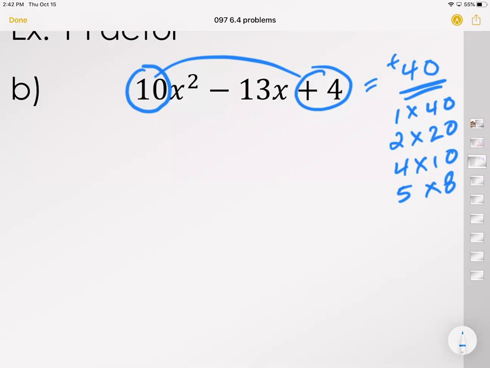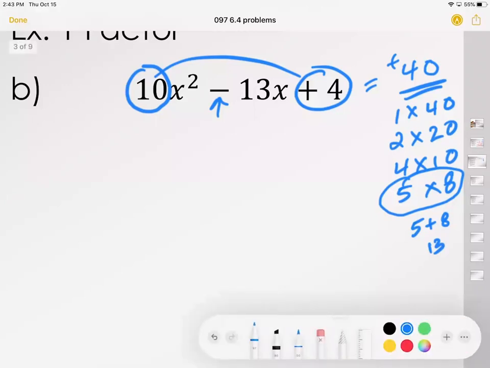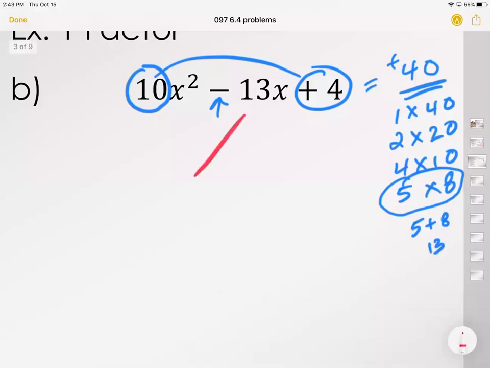Okay, so hopefully you guys see that we are thinking in terms of addition, which is 5 plus 8 to give me 13. That's what we need. And because we're looking for a negative 13, remember they need to be the same sign. So once you identify that, do you agree? Don't agree with me when I'm wrong.